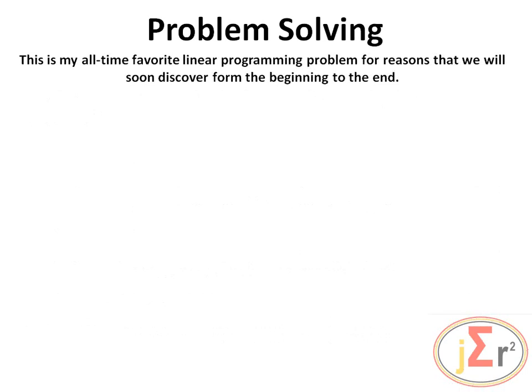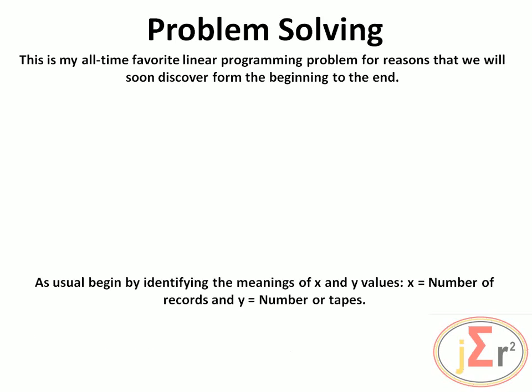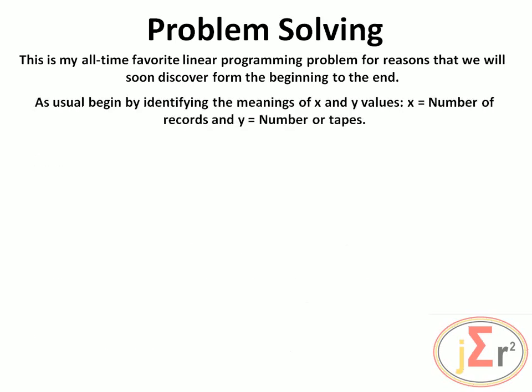This is my all-time favorite linear programming problem, for reasons that we will soon discover from the beginning to the end. As usual, begin by identifying the meanings of X and Y. So X is the number of records and Y is the number of tapes.